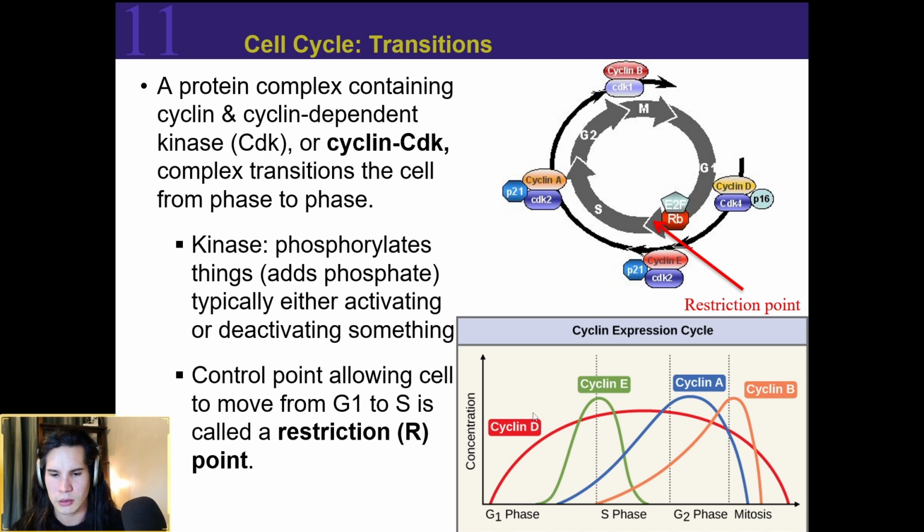Okay, so during G1 phase, you're producing cyclin D. Cyclin D, remember, is a protein that activates a kinase. So cyclin D is produced, and it will bind to its counterpart, in this case CDK4, a cyclin-dependent kinase. And when that cyclin-dependent kinase is activated, it's going to lead to a signal transduction pathway.